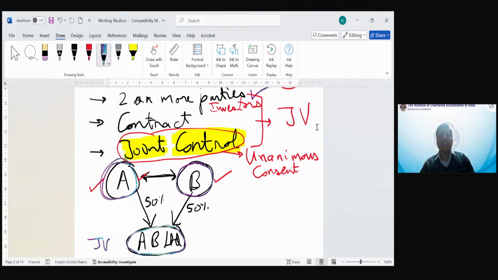Joint control will arise when the unanimous consent is required. And this should be the understanding between these two investors. This should be the agreement between these two investors. That is why we are saying there has to be a contract. By contract means joint understanding, common understanding, an agreement. Okay? Clear? Yeah?